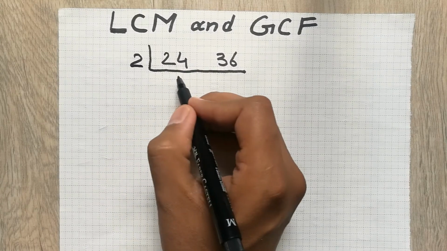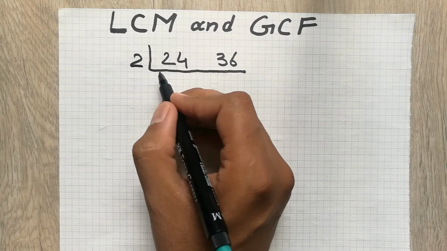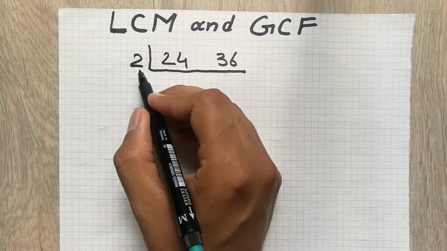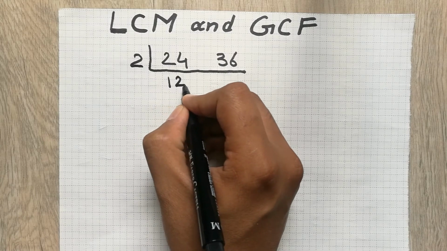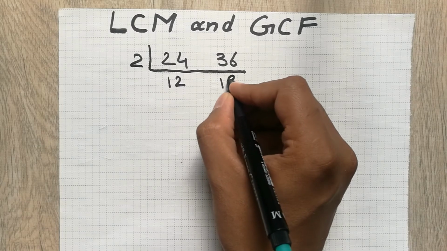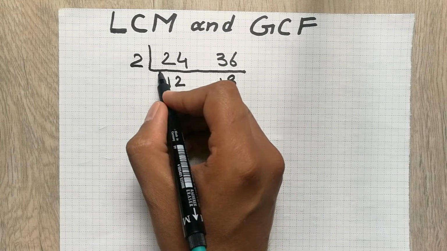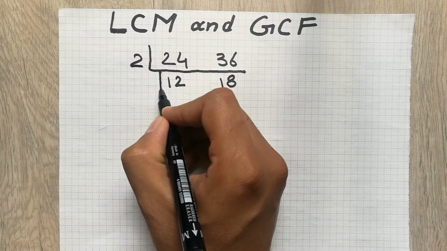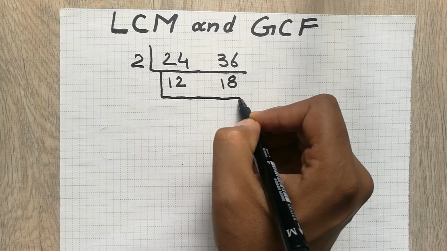Okay, so now we start the process for the LCM. So this is 24, this is 2, the answer here will be 12, as you know. And for 36 divided by 2, the answer here will be 18. Then again we draw one more L shape. So now we are going in the ladder shape.